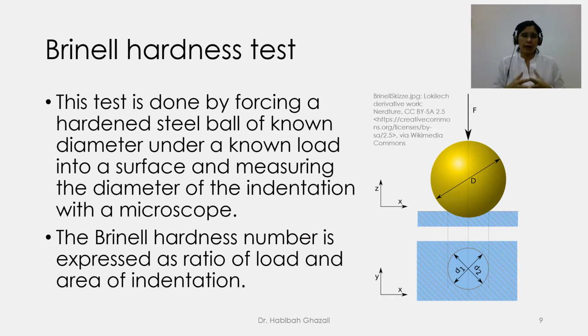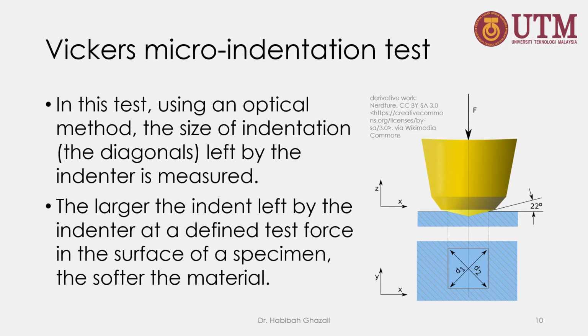So another type of hardness test is the Brinell hardness test. This test is done by forcing a hardened steel ball, as you can see in this schematic here, under a known load into the surface of the material that you are going to measure. After you unload it, you will have to measure the diameter of the indentation under the microscope. So the Brinell hardness number is expressed as the ratio of the load to the area of the indentation. There is another hardness test that we call the Vickers hardness test.